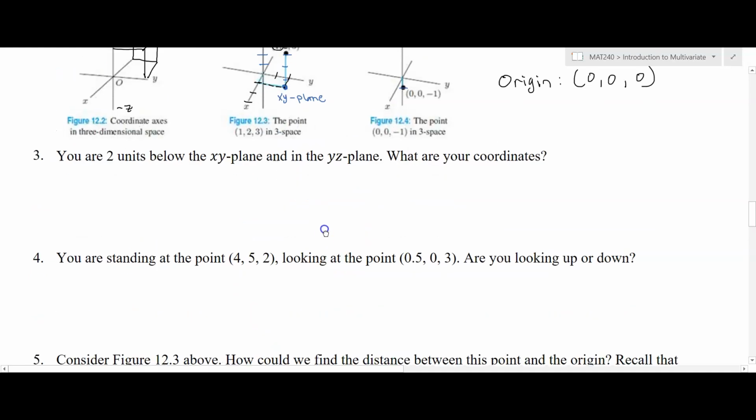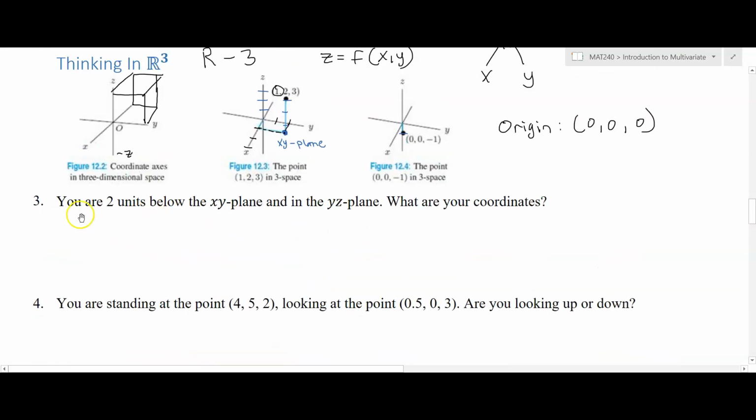So let's get to thinking about these dimensions. You are 2 units below the xy plane and in the yz plane. What are your coordinates? So let me draw these 3 axes here. This is x, this is y, and this is z.